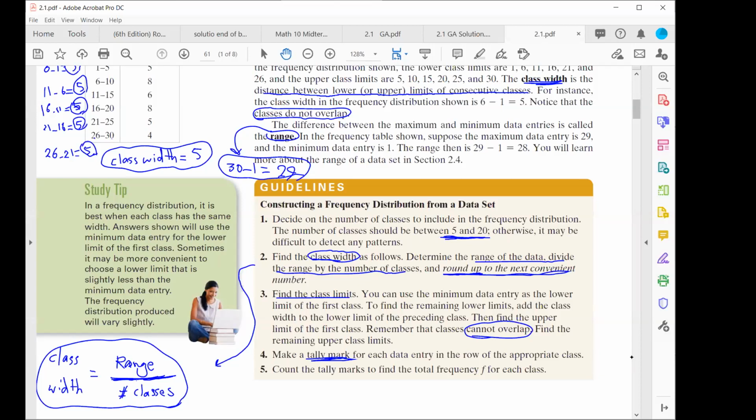Then you start finding the class limits. What is the lower limit? What is the upper limit? And finally, you start counting the number of values in each class or in each bin, and then those are your tally marks. After that, you count those tally marks and you write a number under frequency F.